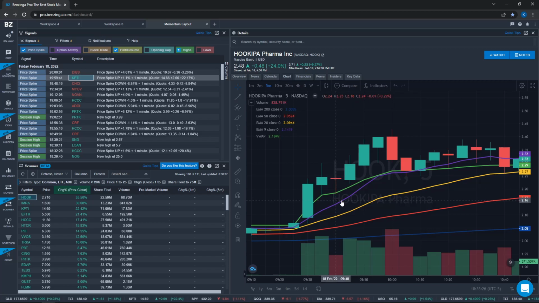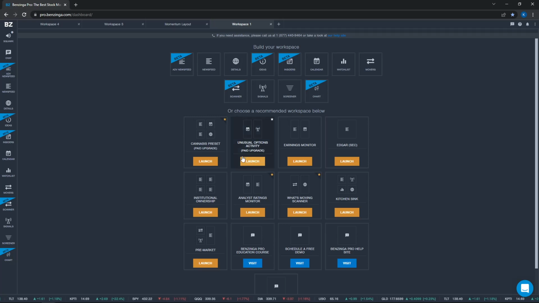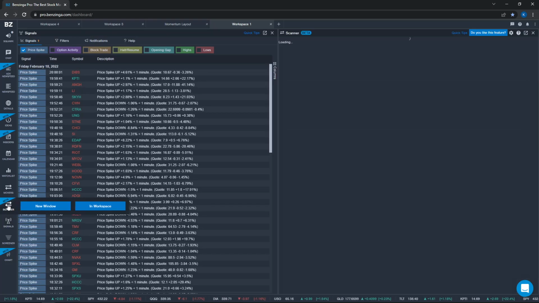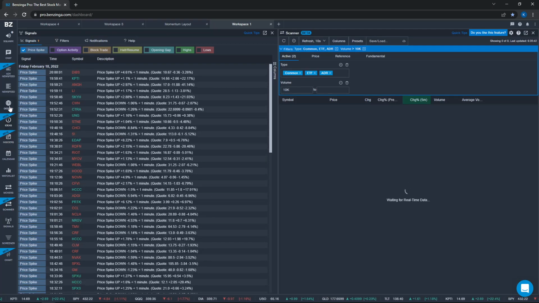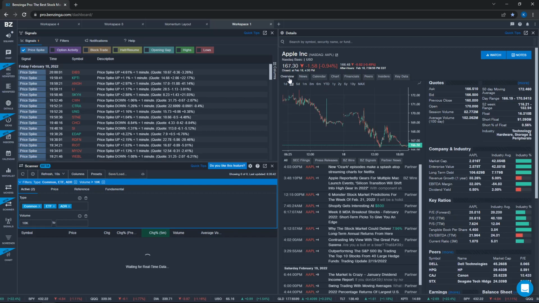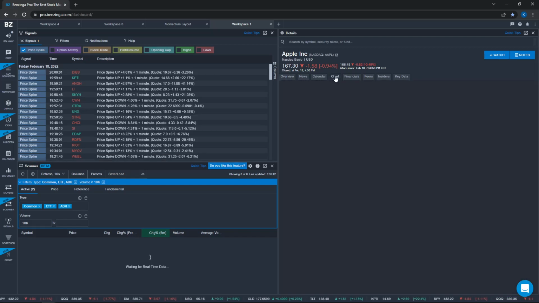Now, to have this layout here, I showed you all the filters, but if you want this layout where you have the signals, you have the scanner, and you have the chart, just hit this tab right here at the top. Go ahead and start with the signals because we want that top left. Then we're going to click on the scanner here. And then we're going to go ahead to the details. Instead of chart, we're going to click on details. And then over on the right side, you can see these tabs on the details page. Click that chart one there, and there you go.